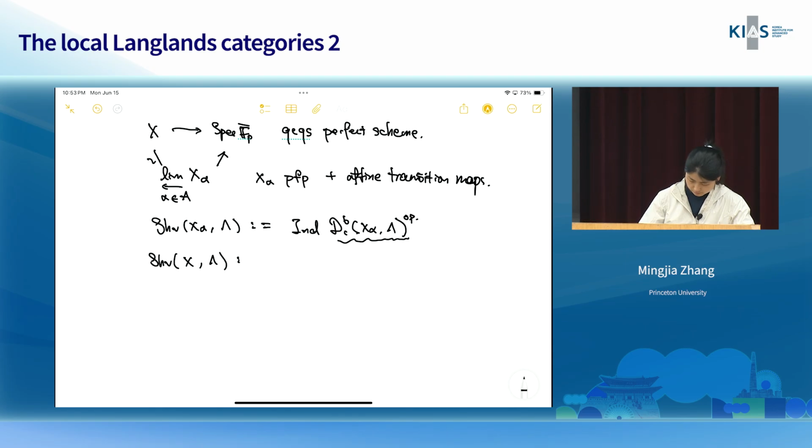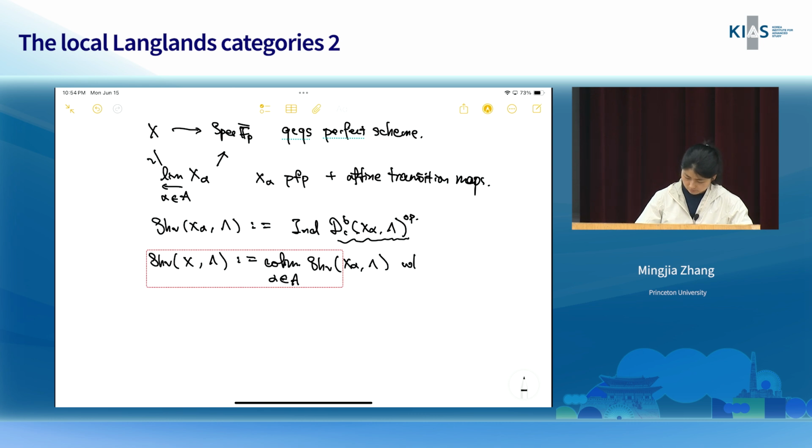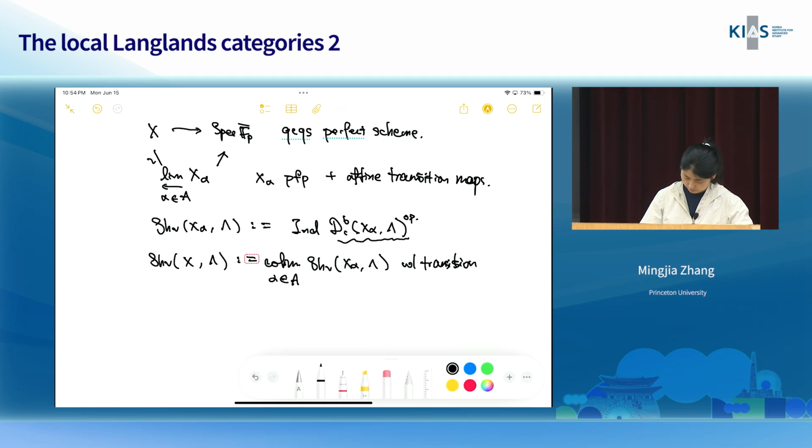And then on X, you take a left Kan extension. Concretely, this means that you take the colimit of these sheaf categories, but with transition maps given by upper-star pullbacks. So when I say Kan extend, I will have to view the construction of sheaves with Lambda coefficient as some functor, and here the functor we're using, when there is a morphism between X and Y, is the upper star.